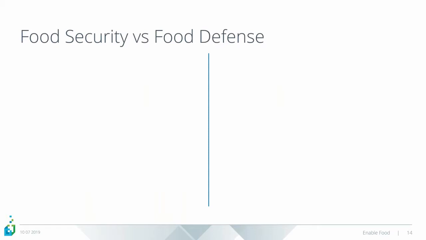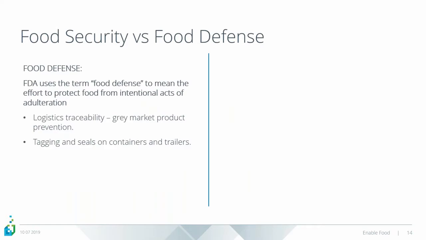So finally, I thought I'd tell you the difference between food defense and food security. It's quite easy. Food defense, the FDA uses the term food defense to mean the efforts to protect food from intentional acts of adulteration. So logistics, traceability, grey market product could be one of those.